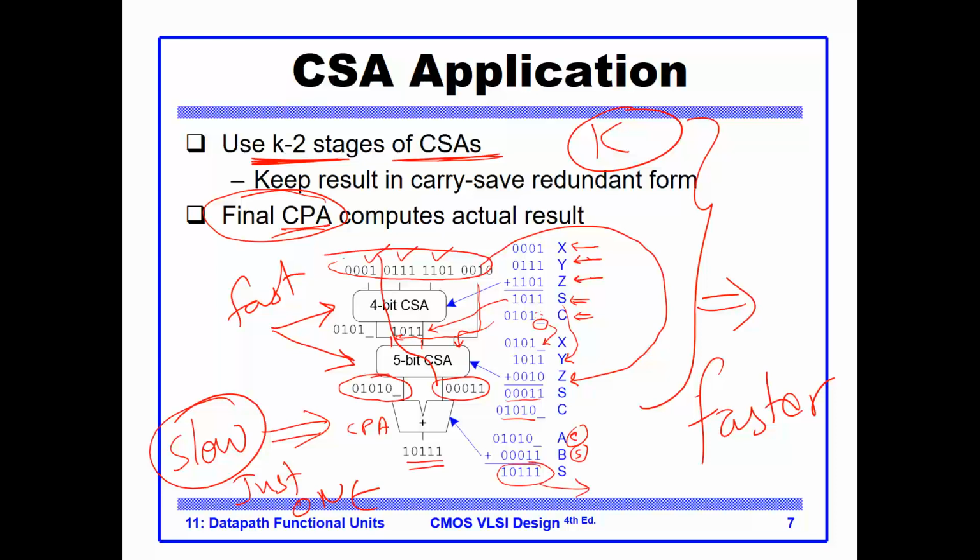Once you get this number, you can see it is 23, which was produced in the early method, as we saw. And again, why is this fast? Because it is a full adder delay. That's it. No carry propagation.